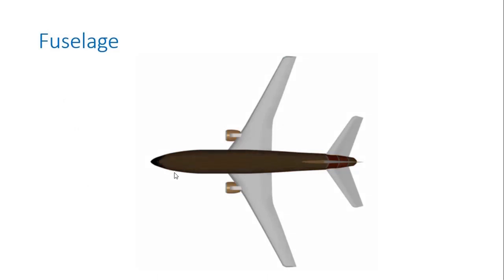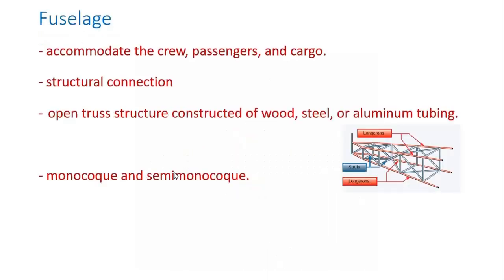Fuselage. The fuselage is the central body of an airplane, and it is designed to accommodate the crew, passengers, and cargo. It also provides the structural connection for the wings and tail assembly. Older types of aircraft design utilized an open truss structure constructed of wood, steel, or aluminum tubing. The most popular types of fuselage structures used in today's aircraft are the monocoque and semi-monocoque.